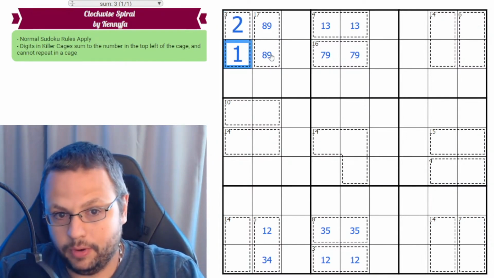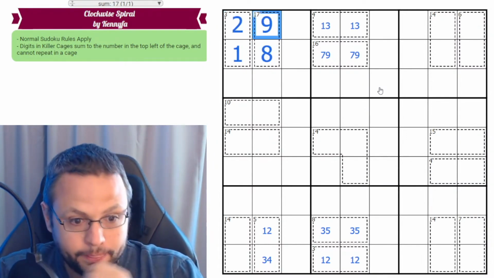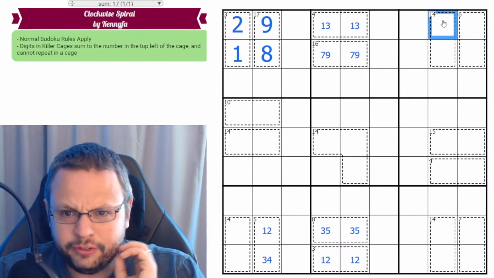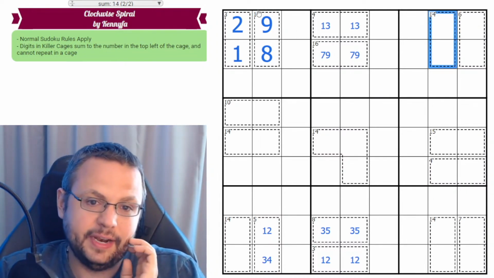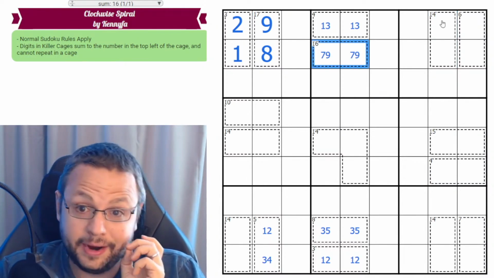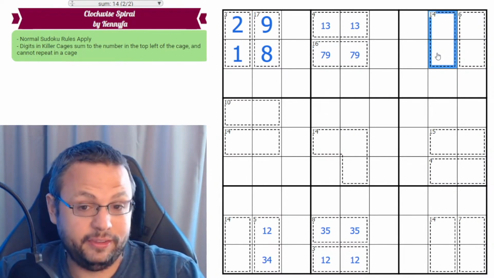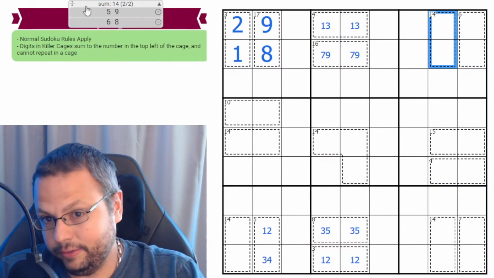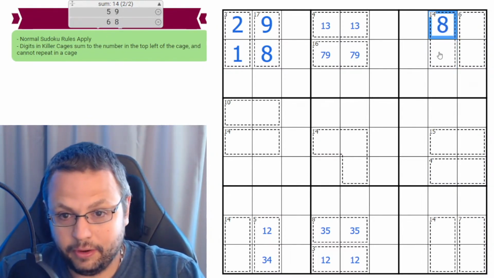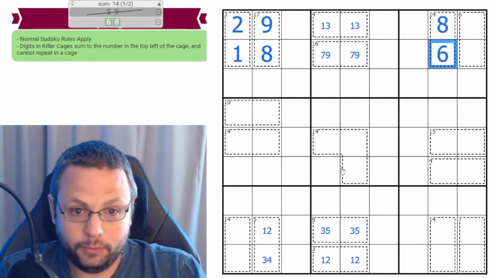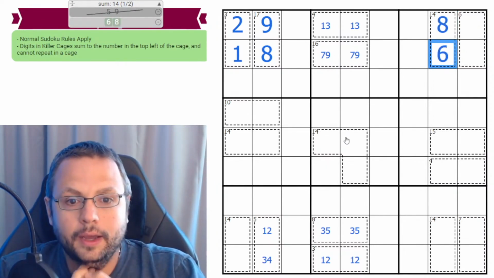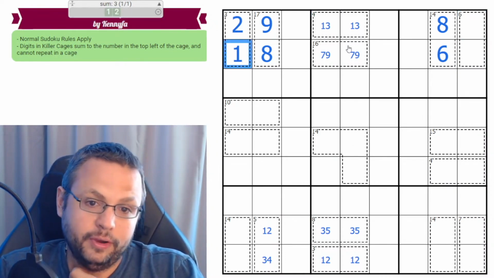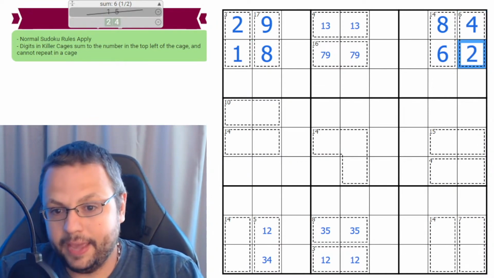So that's a 2 and a 1. That's an 8 and a 9. So now this is a 14 cage that doesn't have a 9 in it, because there's a 9 there and a 9 there. So this is a 6/8 cage. That's the only way that I can make 14 without a 9, as you can see. And so it is an 8 and a 6 that have to go in that order. This is a 6 cage that doesn't have a 1 in it. So it has to be 2, 4, and it has to go in that order.